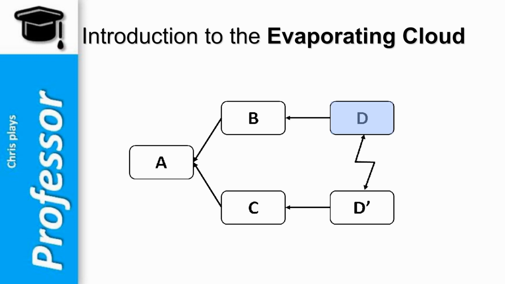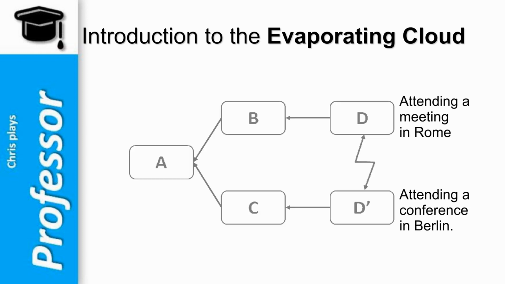D is the prerequisite to B. In order to have B, we must have D, while D prime is the prerequisite to C. Alternatively, B and C are called needs, and D and D prime are called wants. D and D prime cannot exist or happen simultaneously, like for example attending a meeting in Rome and at the same time attending a conference in Berlin. In this case, the conflict would be a dilemma choosing between the two events.